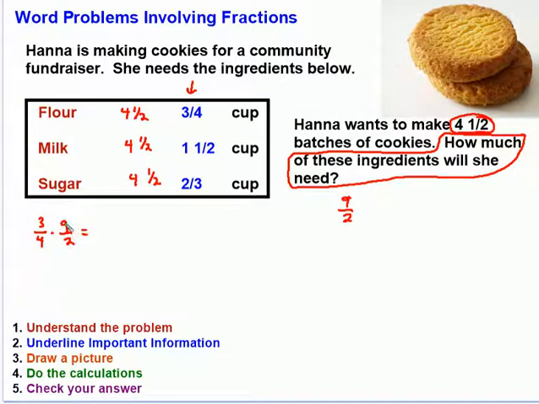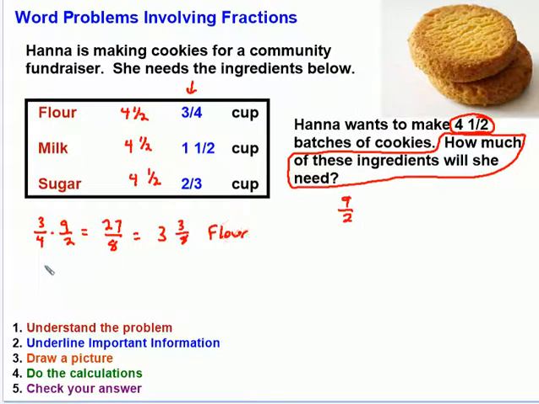And that will be 3 times 9. That's 27. And that would be 8. Let's convert that back to a mixed number. 8 goes into 24 3 times. So that leaves us 3 more left over and 8. So 3 3/8 of flour.